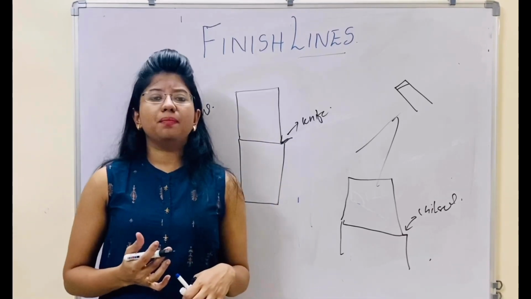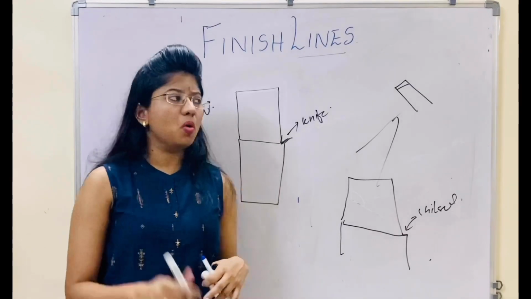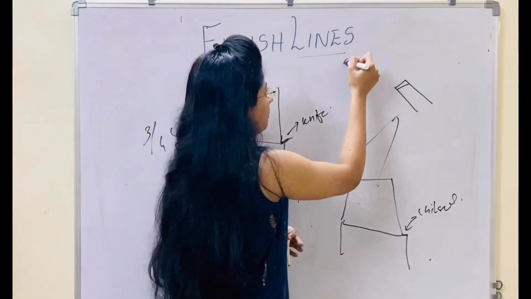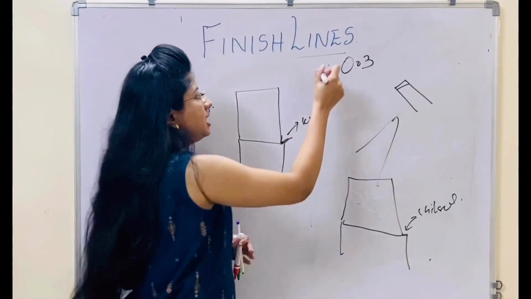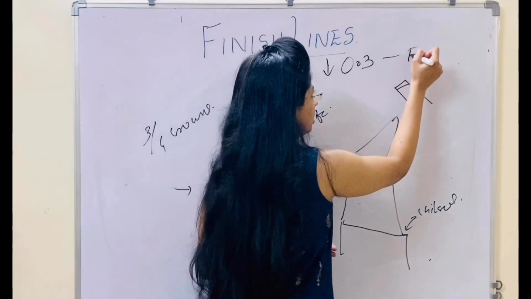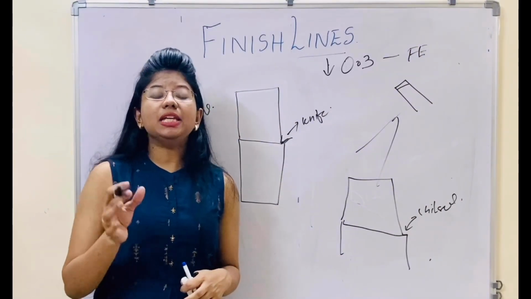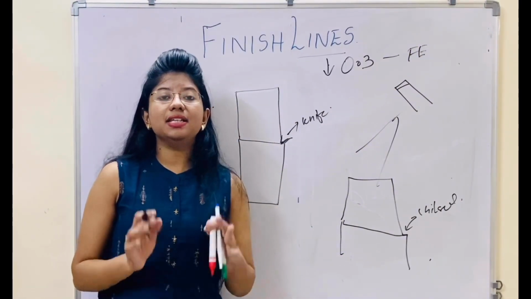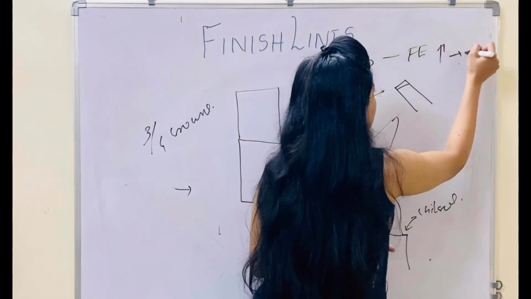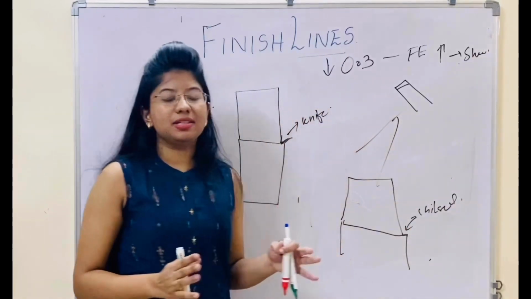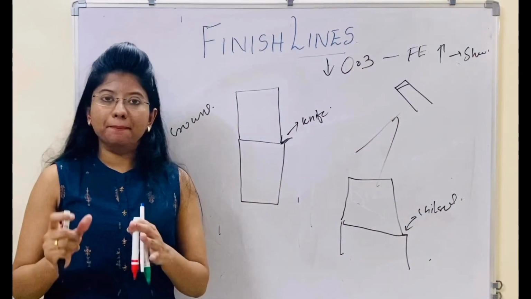How's the thickness of the margin? How the margins are being classified on the basis of thickness. So there is one more classification. When your margin is less than 0.3, then it is feather edge. When it is equivalent to 0.3, then it is chamfer. And more than 0.3, it is shoulder. 0.3 is the width. That is a considered width which is being compared for all the margins.